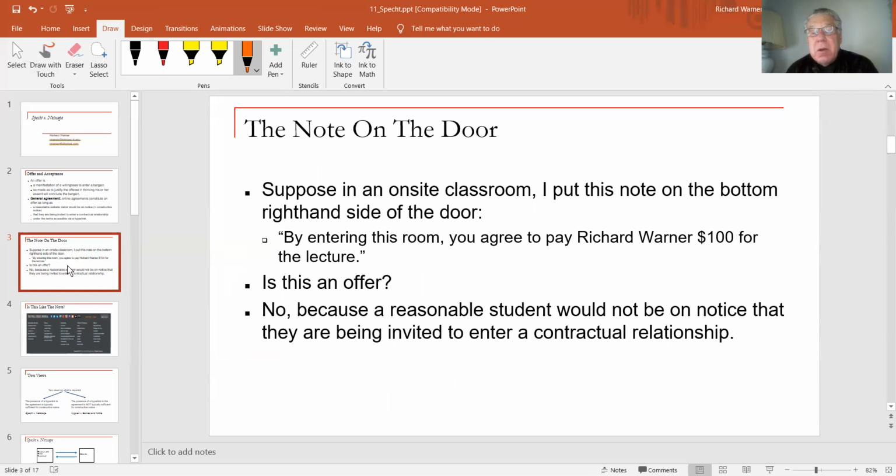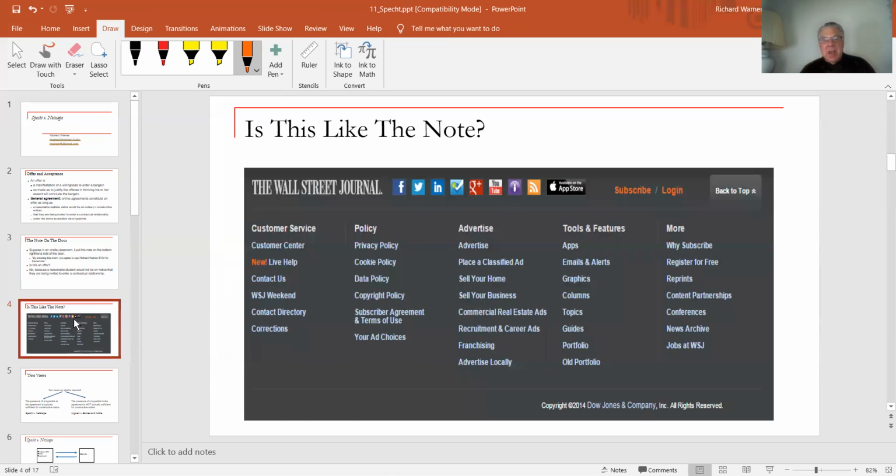And so that's why the notice on the door is not an offer. It doesn't meet our basic requirement. So what we'd like to know is, is this like the note on the door? This is the typical situation when we go online. You know the pattern. You scroll down and down and down the homepage, and then you get to some extremely tiny little print that says privacy policy, terms of use agreement, maybe terms of sale agreement.